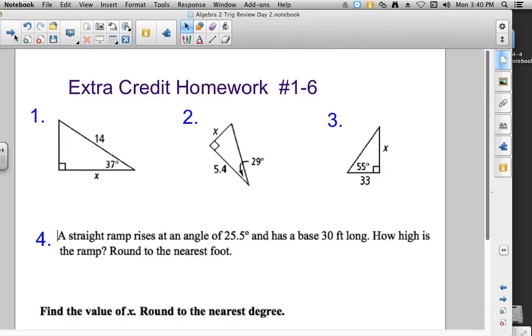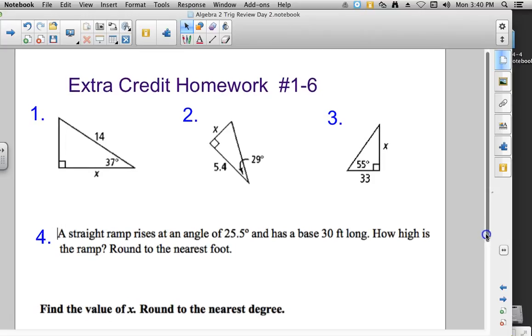And on this last page is the extra credit homework. What I need you to keep in mind is that you need to watch the video, then you need to go through and do the 6 problems that are on here. And once you've done that, if you do those problems correctly, you're going to get extra credit for this assignment. So with number 1, 2, and 3, you want to label your sides, and then you want to figure out which trig function you should use to set up an equation.